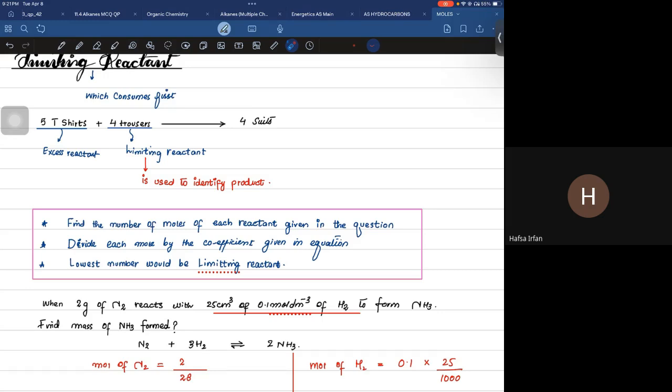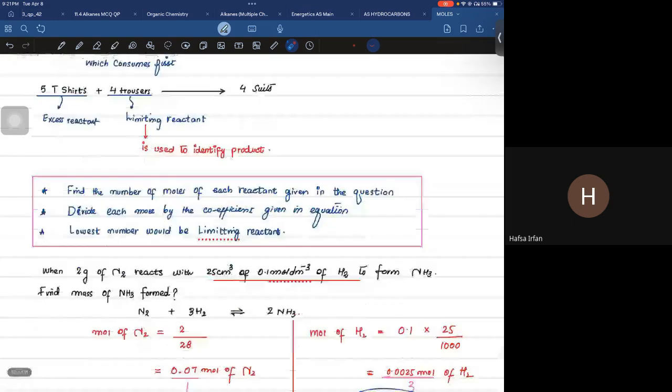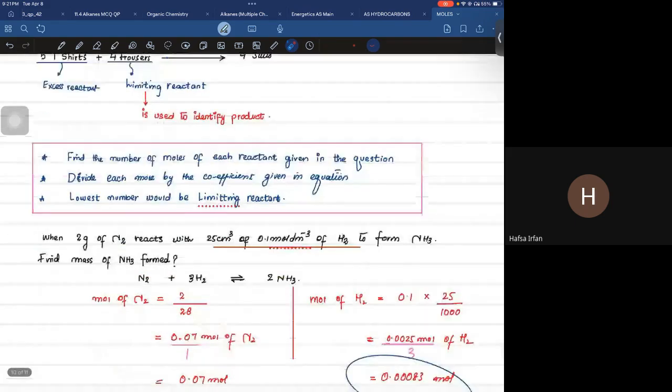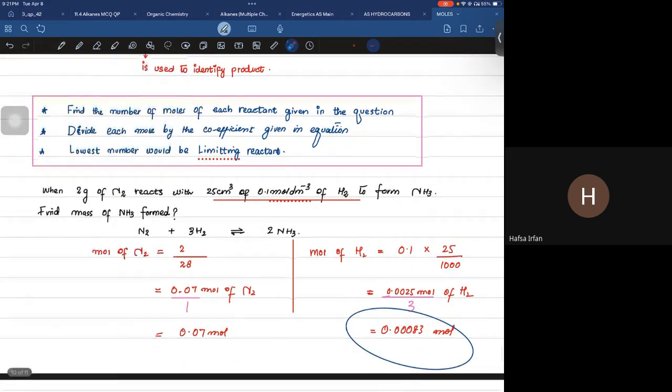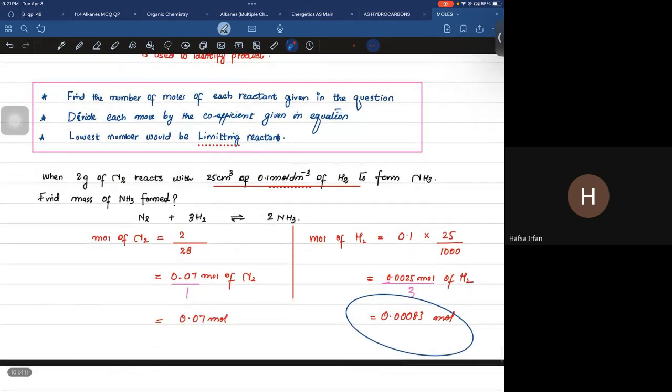How? What I did, you can see, I found the moles of nitrogen. The mass is given to you. This is the Mr of nitrogen, and I got the moles of nitrogen. Then concentration and volume are given to you, so I got the moles of hydrogen. Directly he's not asking for the limiting reactant, but we have to find it.